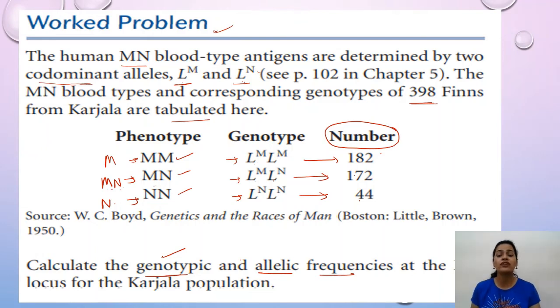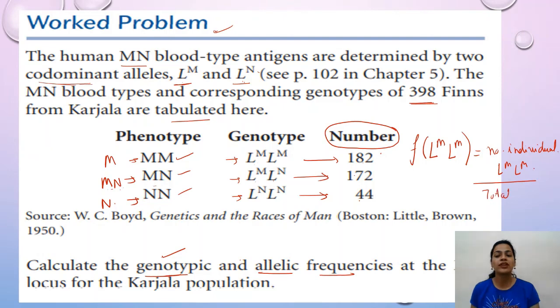What is our formula? If you remember, what is the formula for genotypic frequency? If I write it like that, the frequency of LM LM, that is this homozygous individual, will be the number of individuals having this type of genotype LM LM divided by the total number of individuals. This is the formula, right? So what is the number of individuals? Let me clean it and write in the values here.